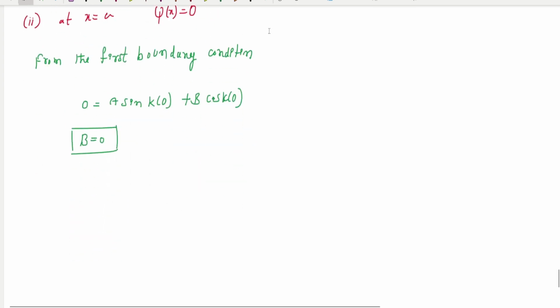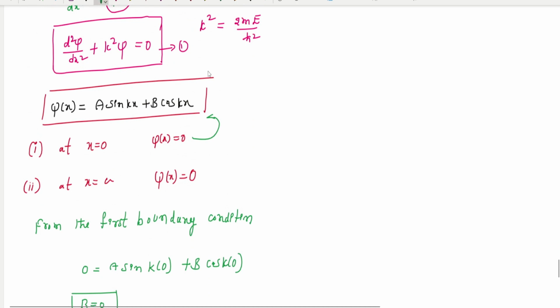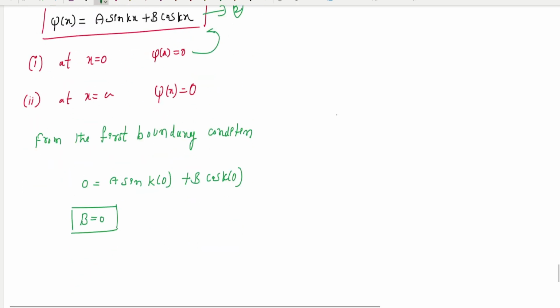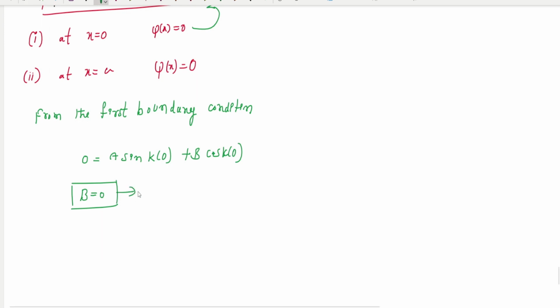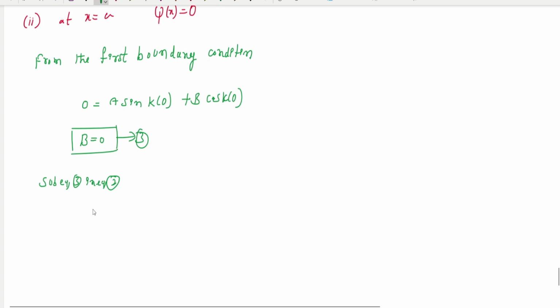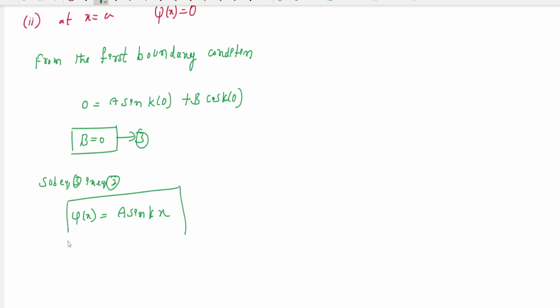Now you can substitute this equation. It is better to mention some equation numbers. This is equation number 2, and this is equation number 3. If you substitute equation number 3 in equation number 2, then you can get a solution where phi of x is equal to a sin kx. This is equation number 4. Now you can use the second boundary condition.